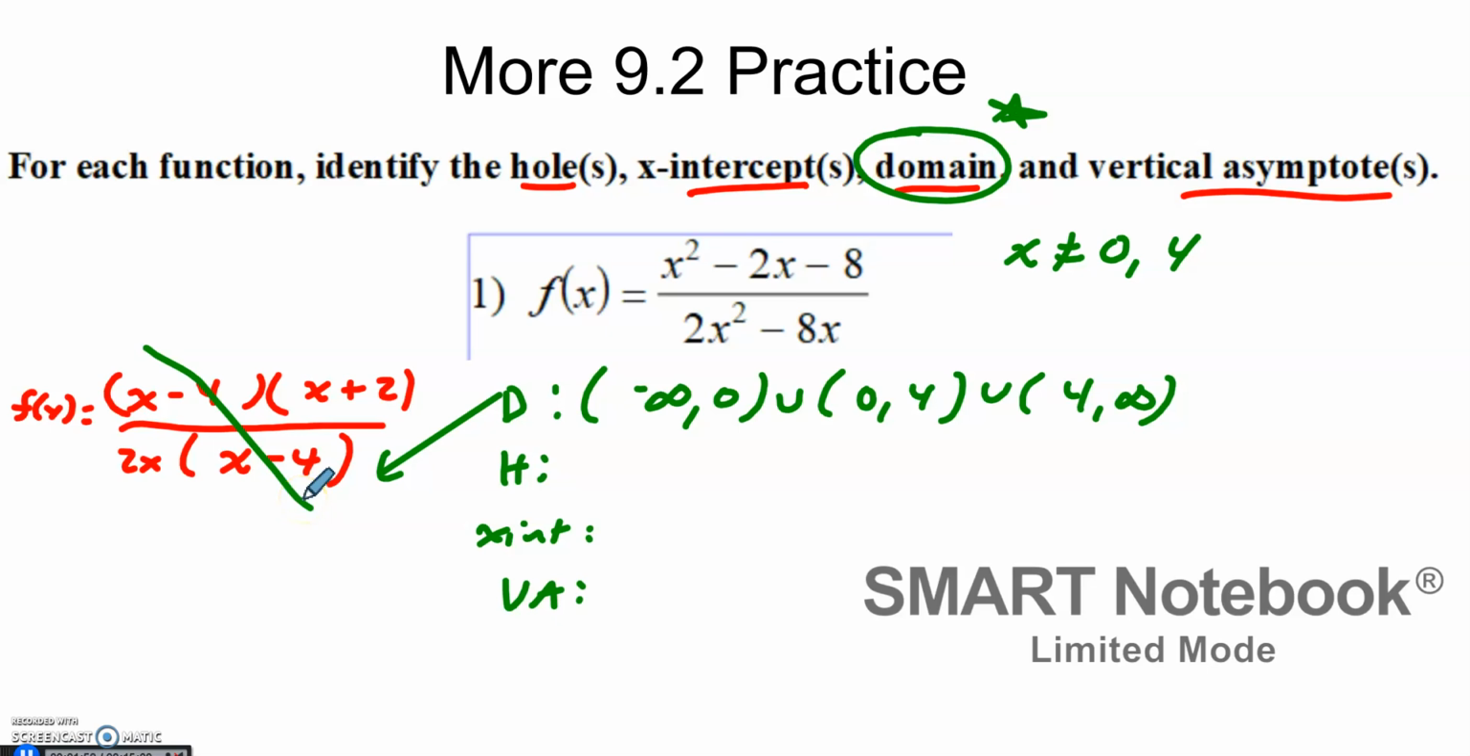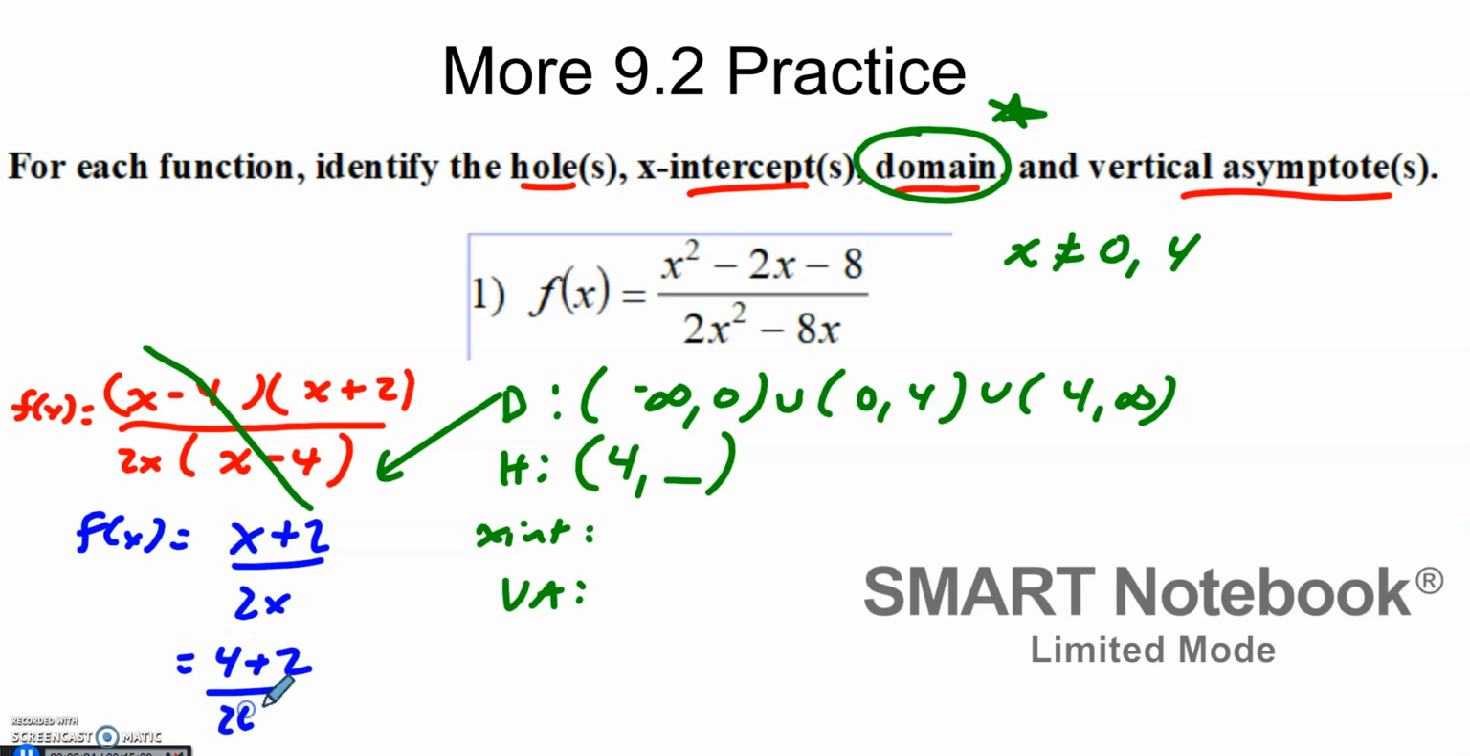And as soon as I cross out a common factor, that leads me to the fact that I have a hole in the graph. And that hole, the x value, has to do with what you crossed out. If your factor is x - 4, that means that your x value is actually 4. So we have the x value, but we need to find the y value. And to do that, we are going to plug the 4 into the reduced version of my function. And the reduced version is (x + 2) over 2x. So if I take that 4 and plug it in, that would be 4 + 2 on the top over 2 times 4 on the bottom, which would be 6 over 8, which reduces to 3/4. So your hole is (4, 3/4).